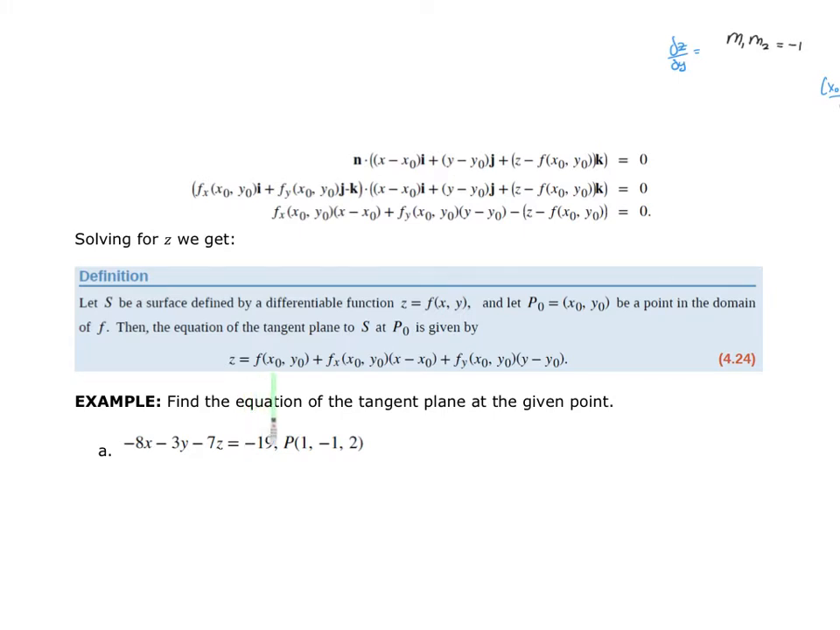So z equals f of x naught, y naught plus the partial derivative with respect to x evaluated at x naught, y naught, and then x minus x naught, and then plus the partial derivative with respect to y of x naught, y naught, and then y minus y naught.